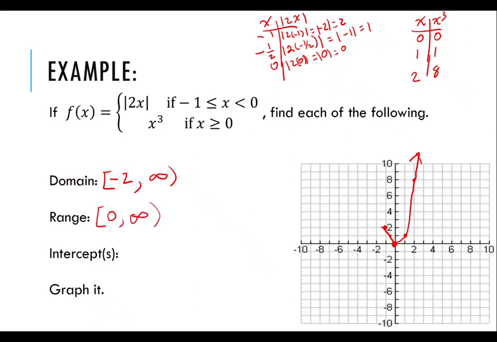Then to find the intercepts, notice that the only one we have is the origin, which we did calculate up here as a solid dot. And so the x-intercepts and the y-intercept are both the origin point 0, 0.